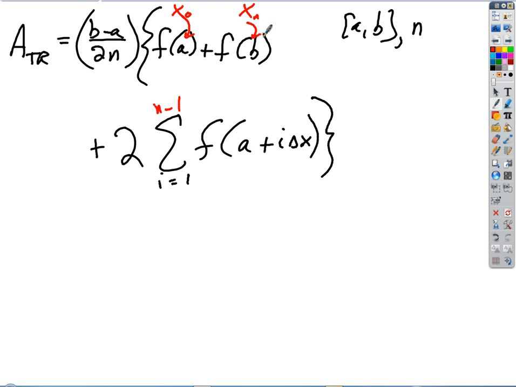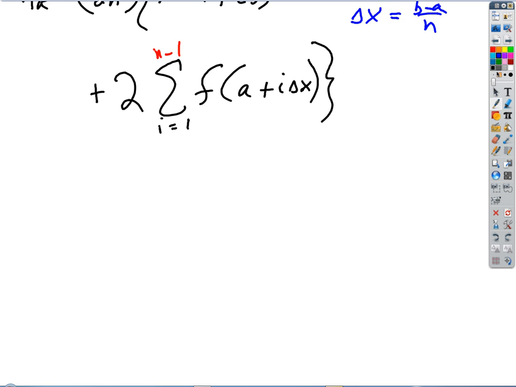So all this stuff is the same as before. We calculate delta x the same as before, right? Delta x is just b minus a over n. Okay, and so all we've got to do now is just evaluate that. So I think we did a trig one last time. Yeah. Let's do a non-trig one. Let's just try. Let's use this to estimate.